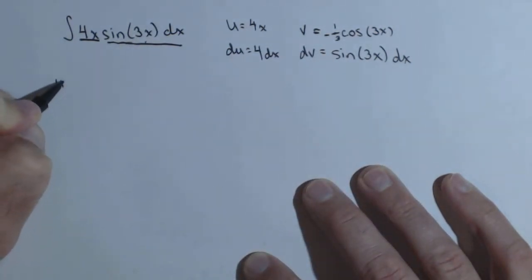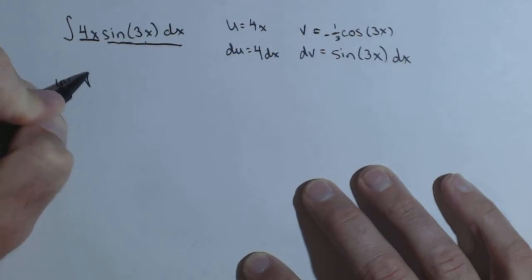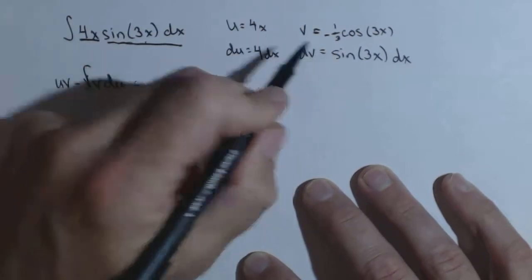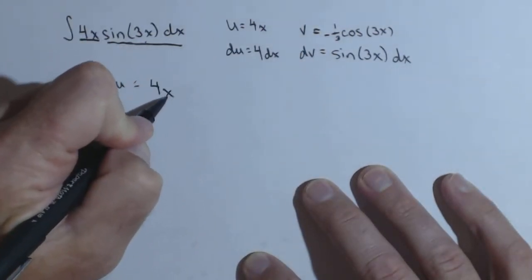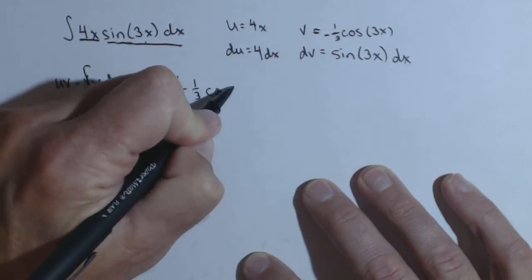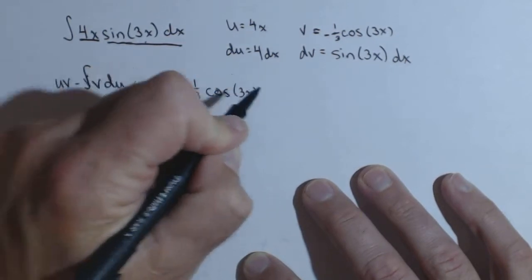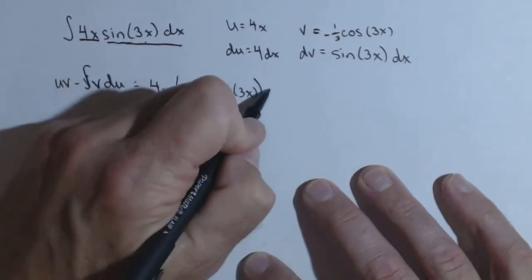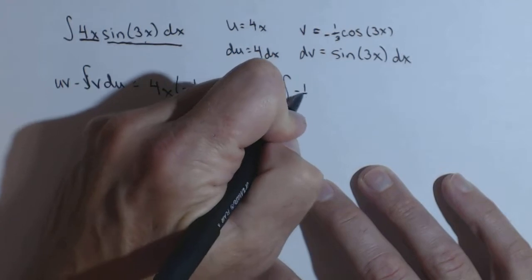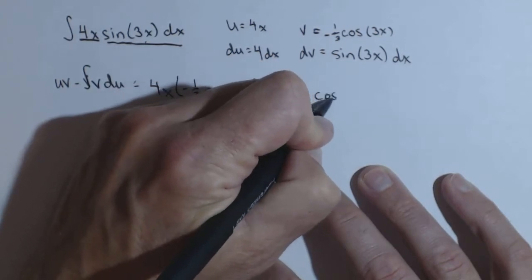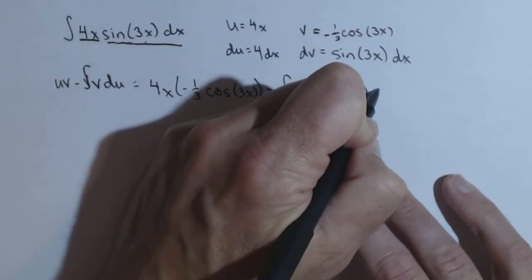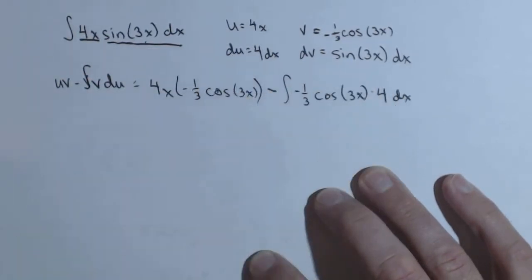Putting integration by parts back together is our uv minus the integral of v du. So uv is straightforward. It's 4x times negative 1/3 cosine of 3x. Those are no longer in the antiderivative. Those are done. Minus the antiderivative of v. So minus 1/3 cosine of 3x times 4 dx.